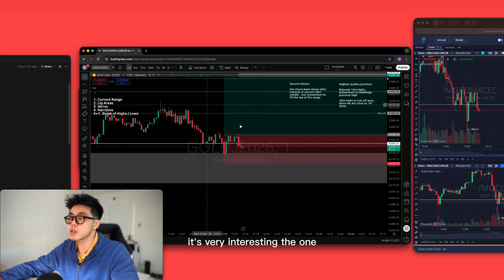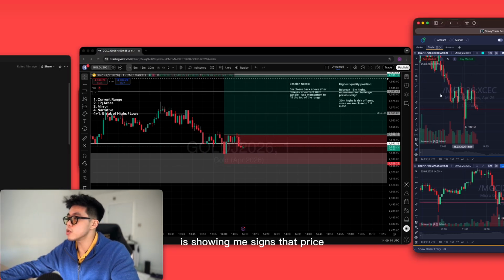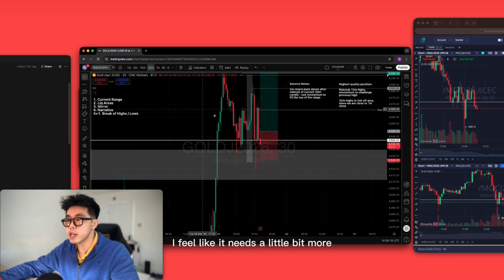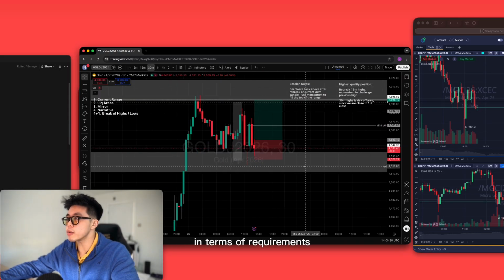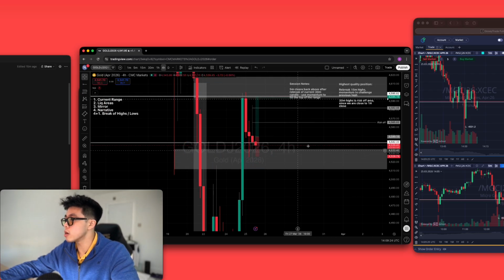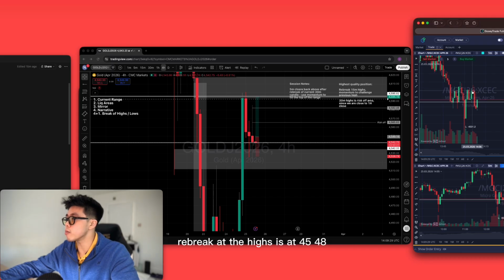It's very interesting. The 1 is showing me signs that price action is still trying to respect. I feel like it needs a little bit more in terms of requirements. The 30 already has the bottom wick. The 1 hour already has the bottom wick. 4 hour already has a bottom wick. There we go. We're getting rebreak at the highs. Well, not yet. We're still respecting the area. Rebreak at the highs is at 45.48.